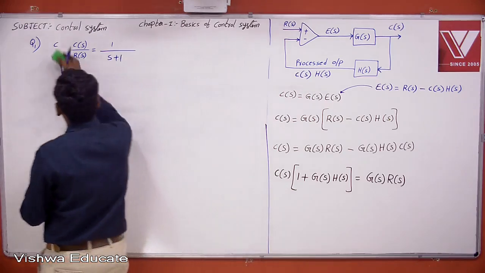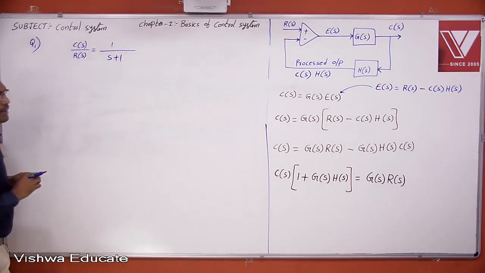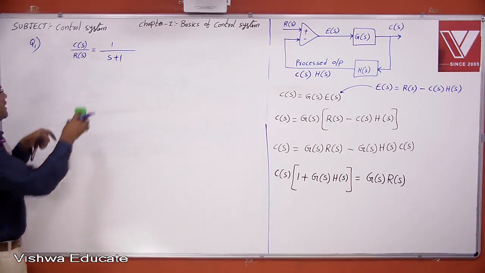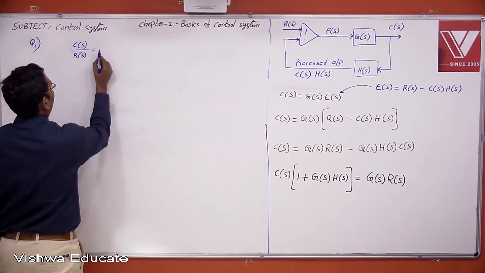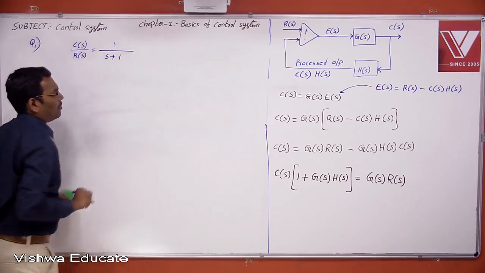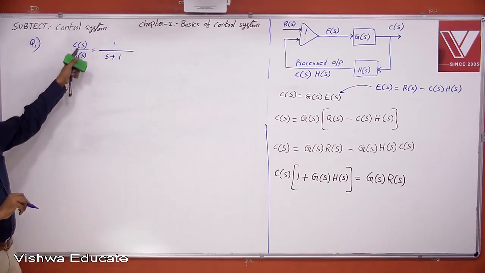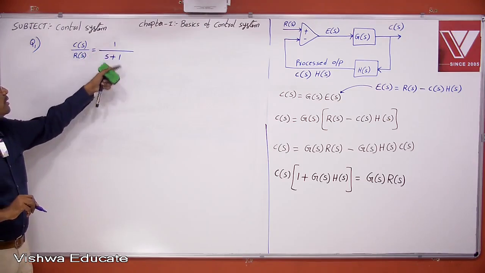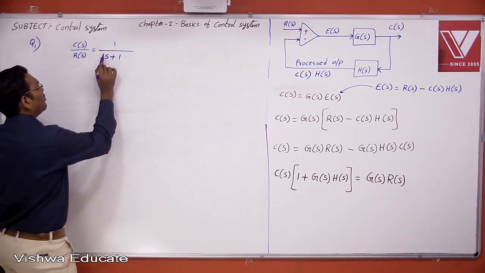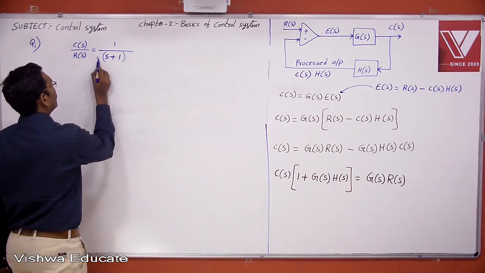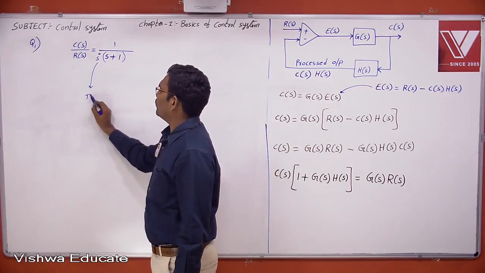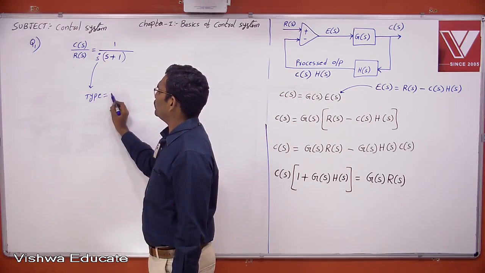This is the closed loop control system transfer function in question number 1 of your workbook, and he is asking to find the type and order, which is a very simple question. Are there any poles at origin? No, there are no poles at origin. Therefore, type is equal to 1.